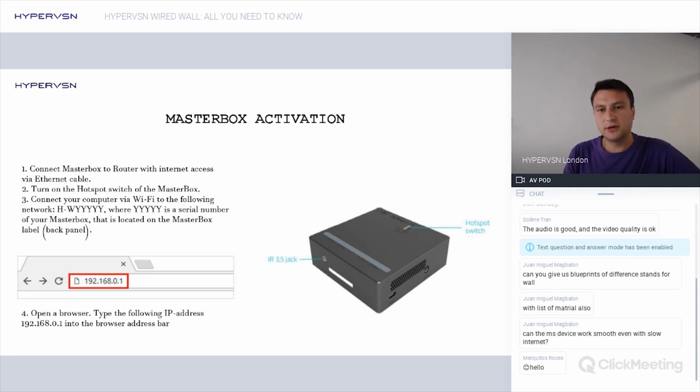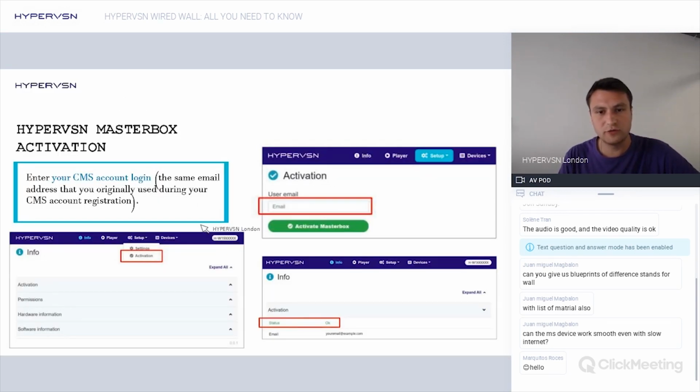You see, the process is quite familiar, similar to the HYPERVSN devices activation. When you type this IP address in your browser and press enter, the calibration page of Masterbox will be opened. So let's activate it now. You see the web interface of the Masterbox.